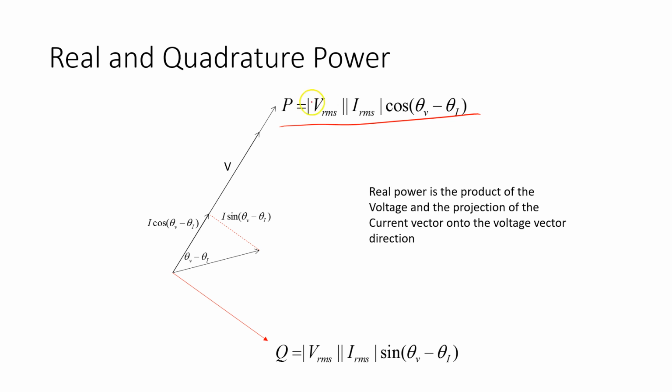So I have this product between the voltage and the projection of the current onto the voltage, which is cosine theta V minus theta I, and that gives me my real power. And if I take the product between the voltage and the projection onto the perpendicular to the voltage, that would give me what I call the quadrature power, the reactive power. So this corresponds to the power that is stored in the fields of the capacitors and inductors and so on.